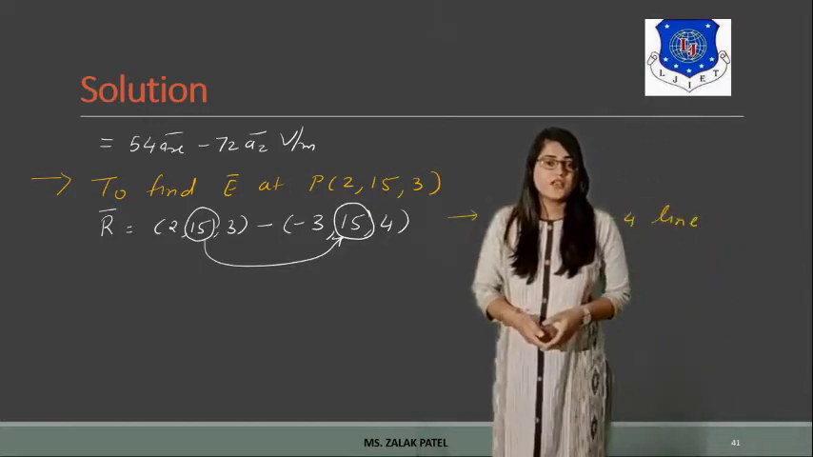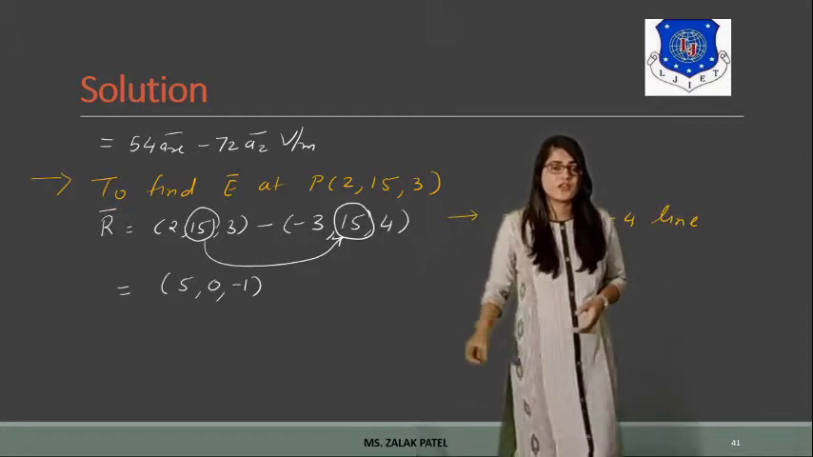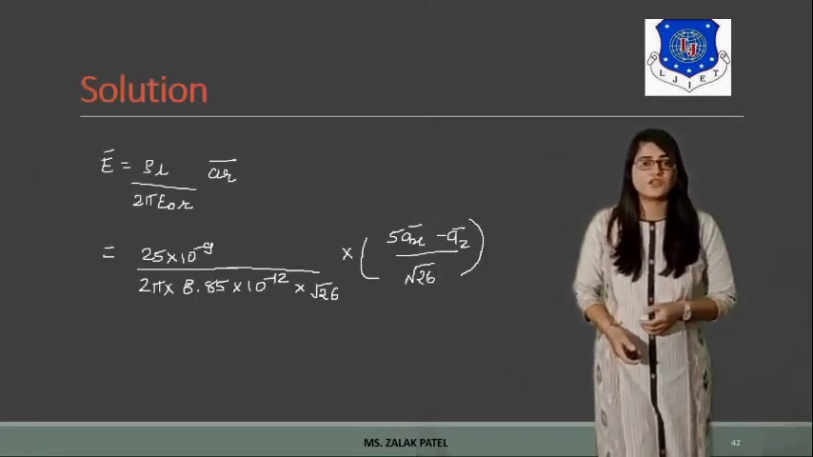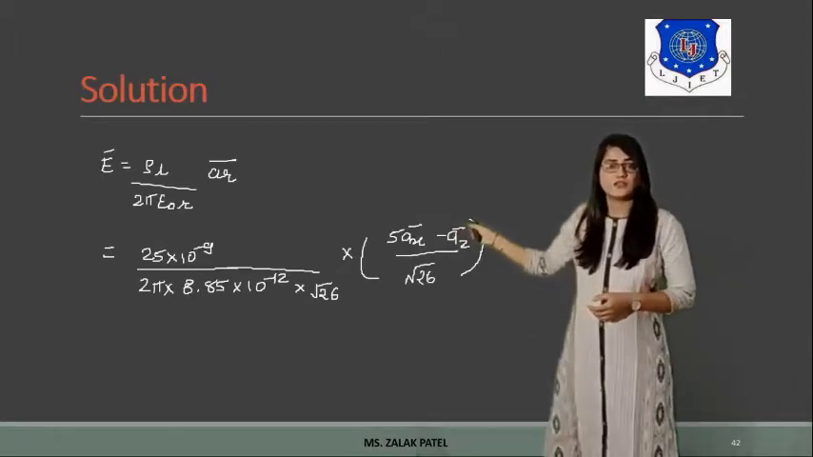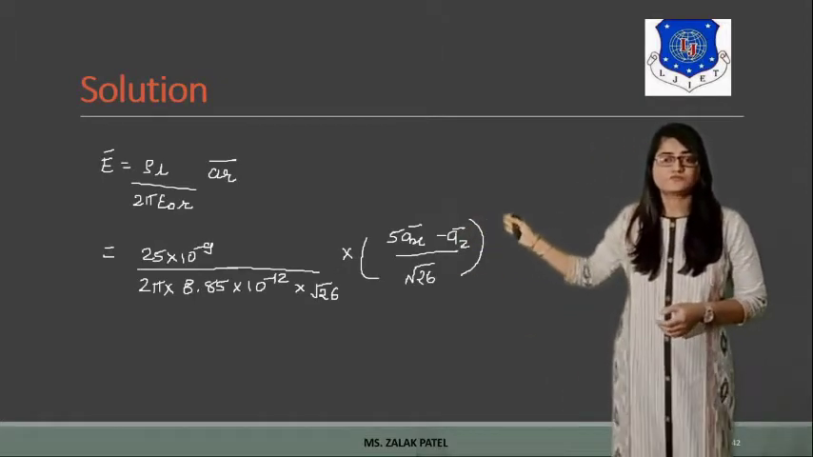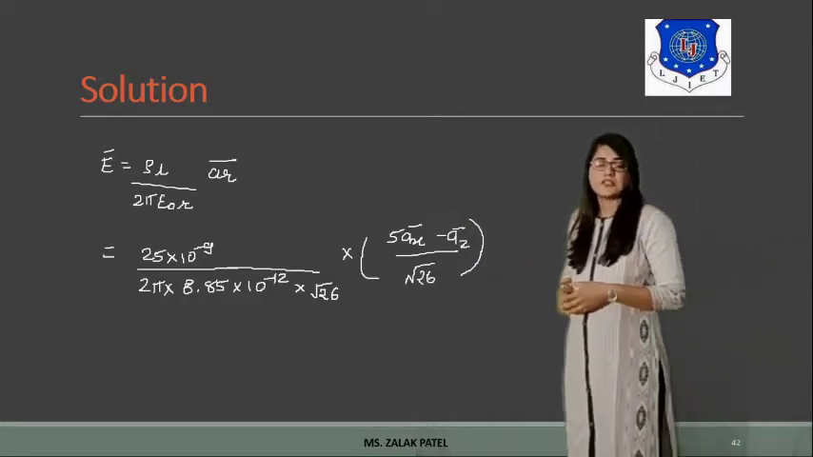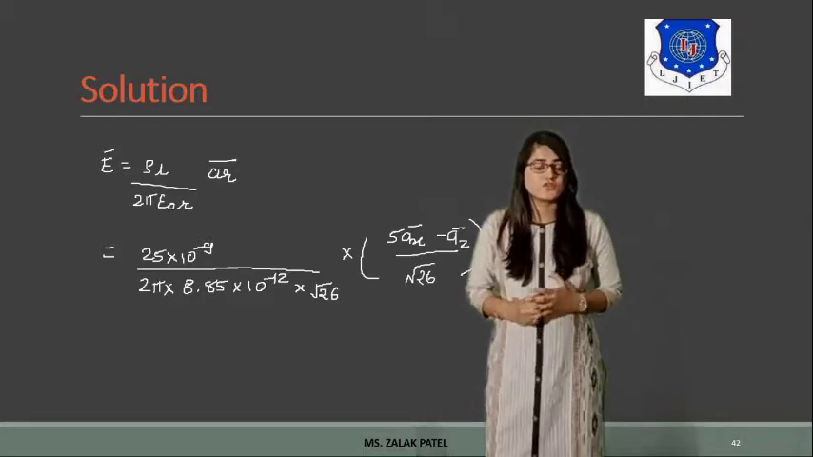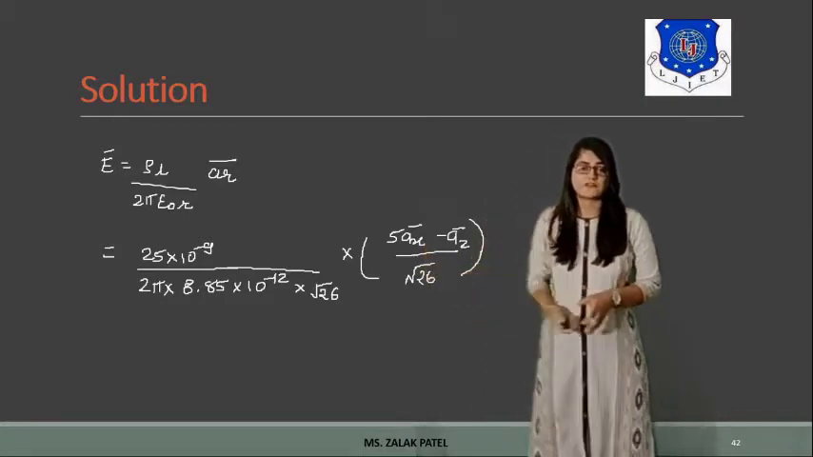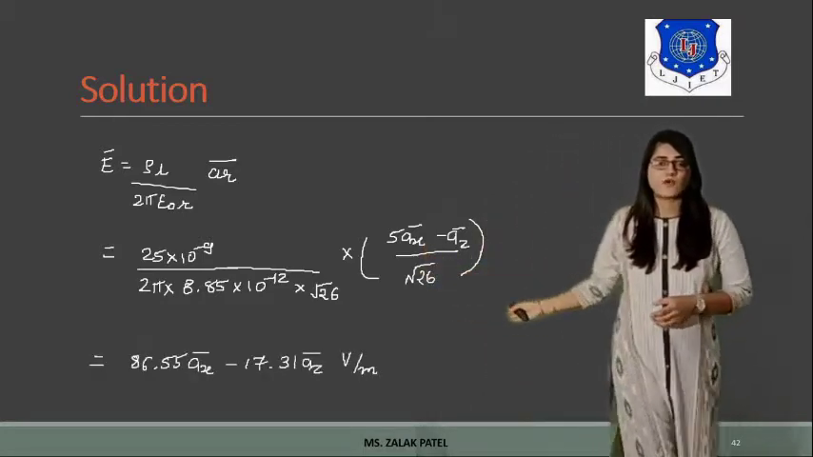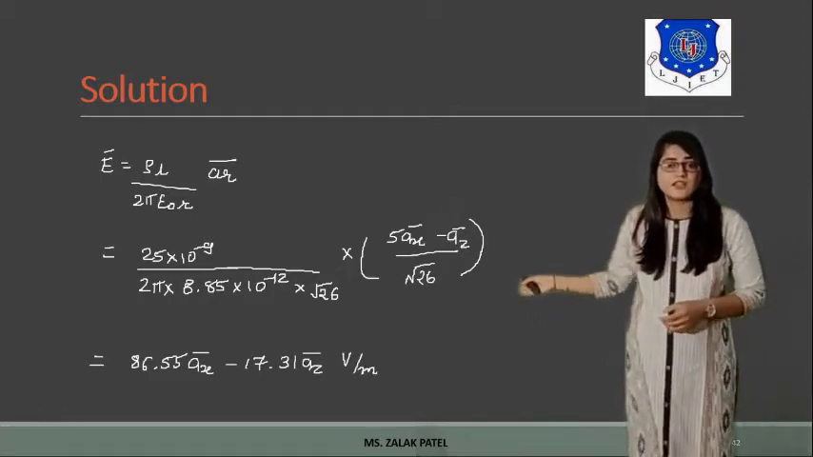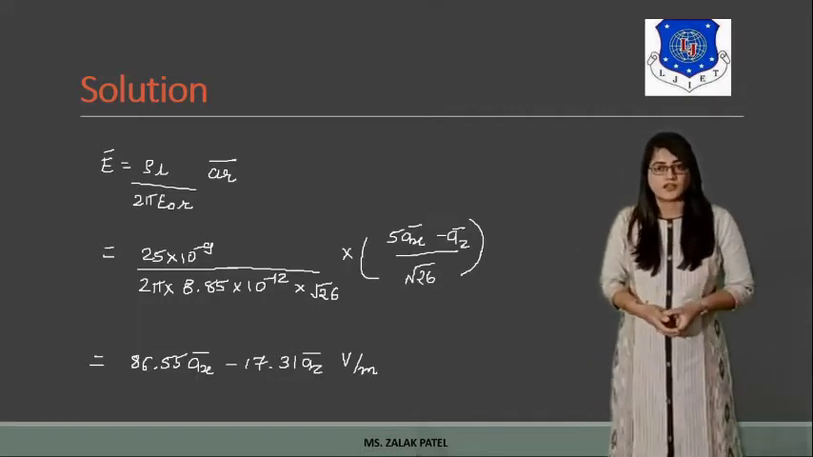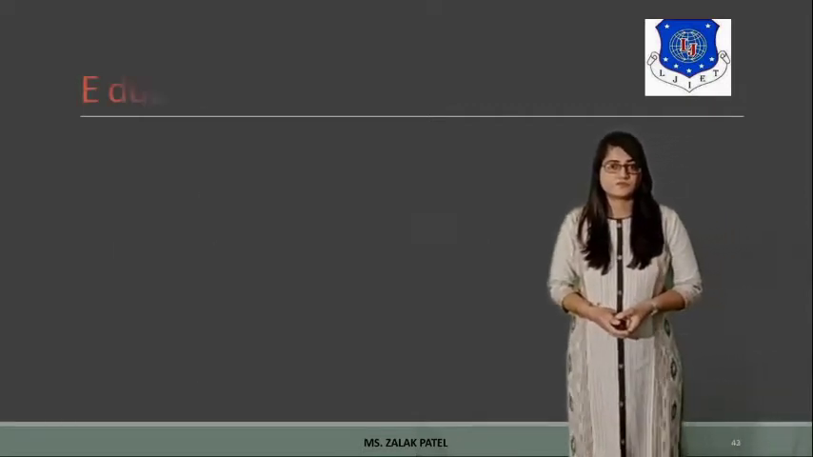Again you have to take the subtraction. It will give us the answer for r bar, and for getting the unit vector, that is a_r bar, you have to take the distance upon magnitude. So 5ax minus az upon root 26. If you have all the values, you get the answer for electric field intensity, that is 86.55 ax minus 17.31 az volt per meter. This is the answer for electric field intensity.